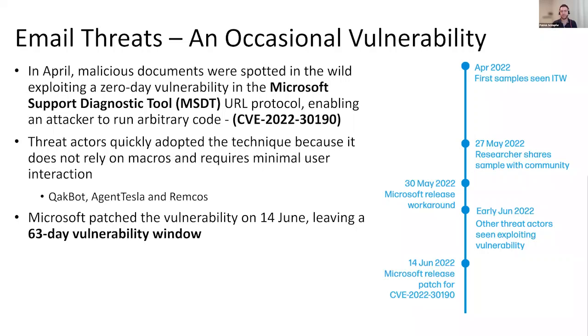And we can see on the timeline that it took quite a long time, and the window of the vulnerability is 63 days, which is a very long time. And if we look at companies or enterprises, in reality, it may be even longer because of the patching cycles. So quite dangerous as well.